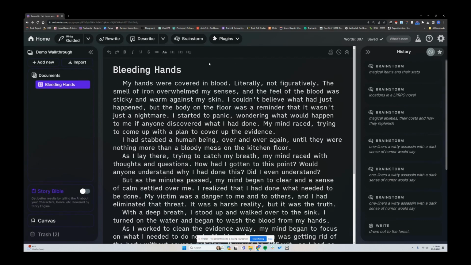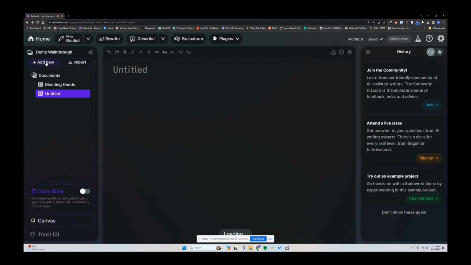Right. One of my favorite things from this menu is, you actually don't see it right now, but it's first draft. To get to first draft, you have to first make a new blank document. So I'm going to click to add new. And now that I have this blank document, if I come over here, I now have first draft.